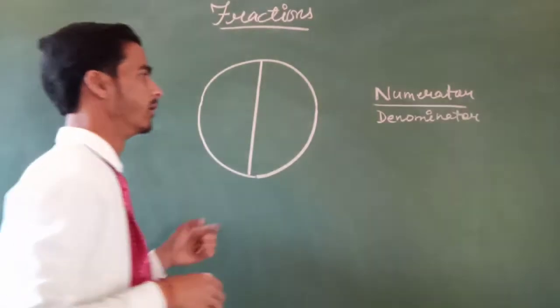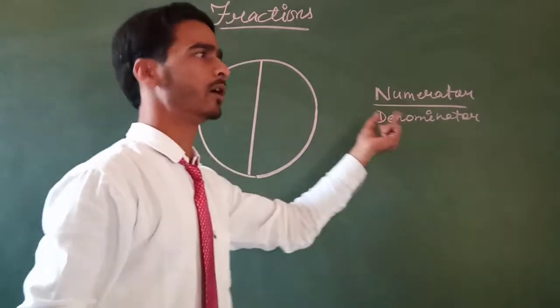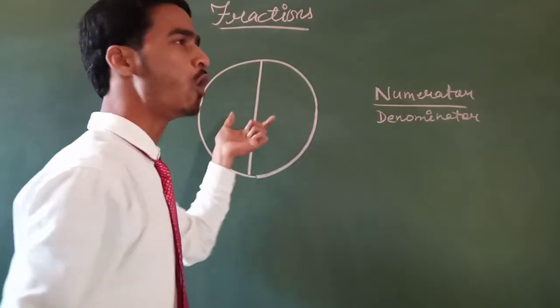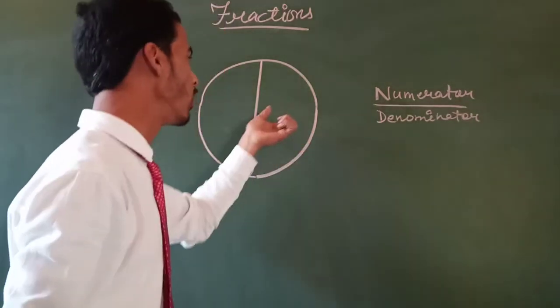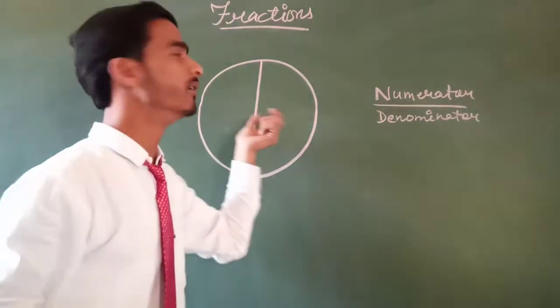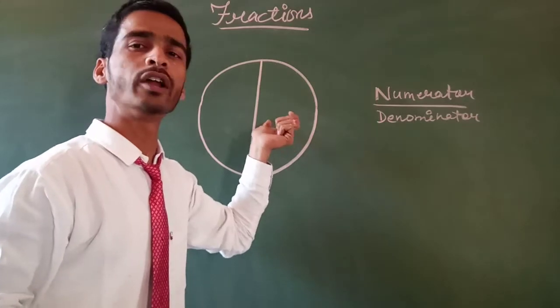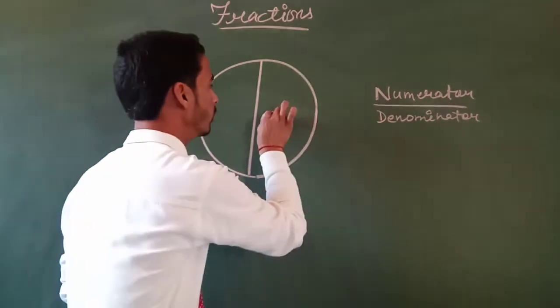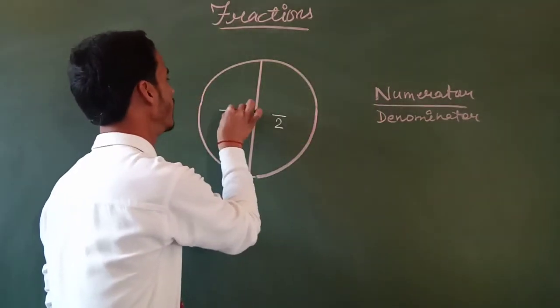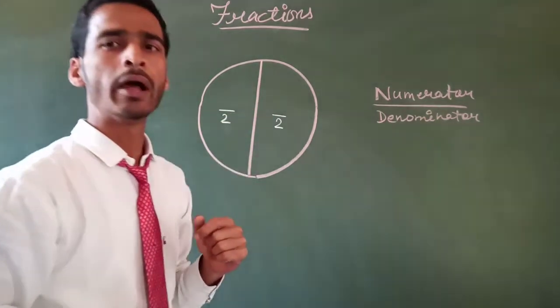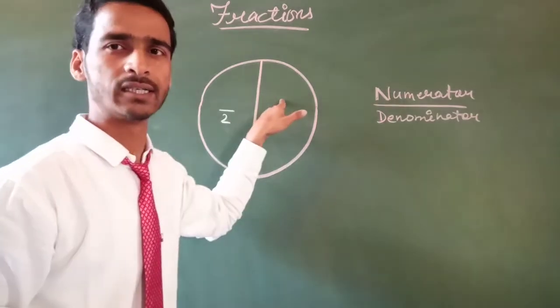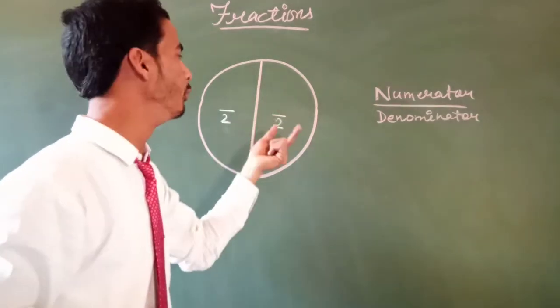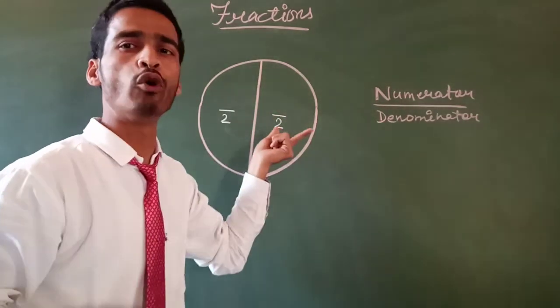Listen here. The denominator shows how many parts there are. As there are two equal parts, the denominator for each part will be 2. And the numerator shows which fraction of the whole this is.